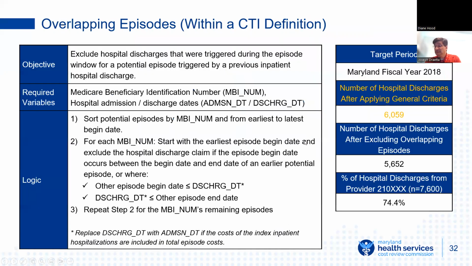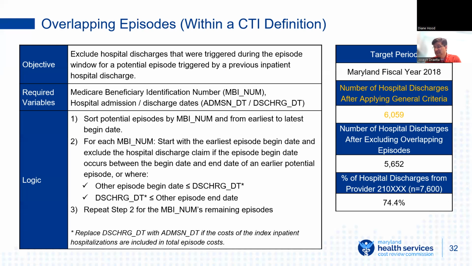Okay. So dealing with overlapping episodes within a CTI definition, each patient attributed to a provider CTI is only allowed to have one active episode on any given day. This slide was moved down to this spot, remember, because we realized that it was inaccurate to say that we eliminated overlapping episodes before we even applied the specific CTI criteria. So once all the criteria are applied, then you assess the overlapping episodes and exclude those that are overlapping.